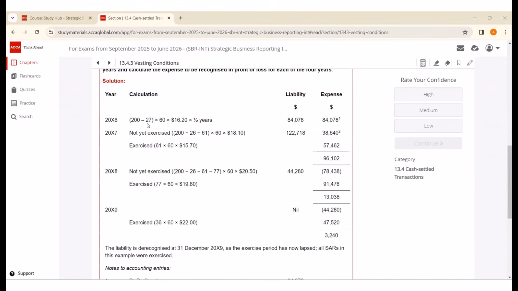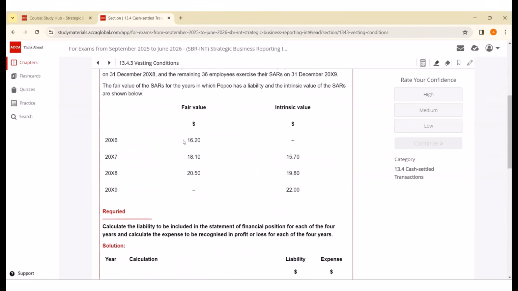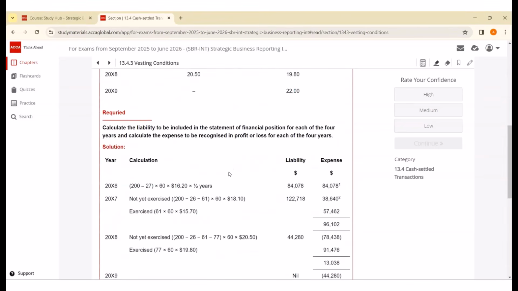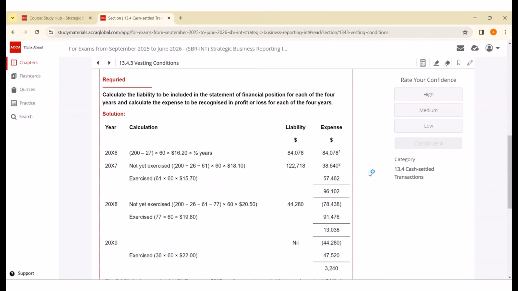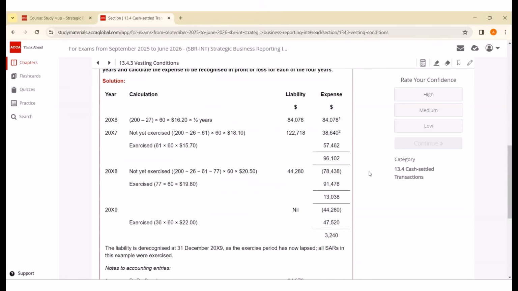Now, in the year 1, we have calculated the number of people multiplied by the number of share appreciation rights that everyone has, SARs, multiplied by the fair value of the SAR at the reporting date. And because this is for 2 years and we are currently at the end of the first year, we apportion this and recognize the liability and the related expense. Now, in case of SARs, you are going to recognize a liability because this is a cash settled share-based payment transaction.